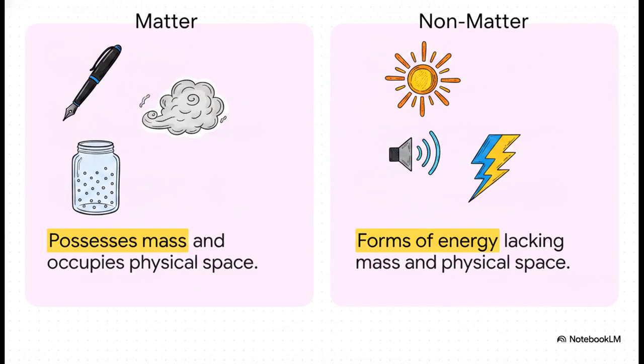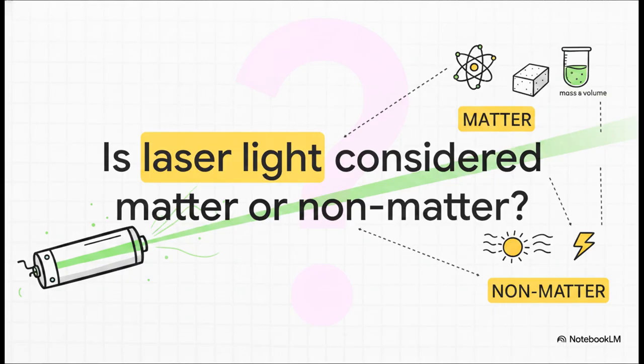Conversely, on the other side, we have non-matter. These are forms of energy or abstract concepts. They do not possess mass, and they definitely do not occupy physical space. Things like heat radiation, sadness, sound, or electricity. Okay, let's test this out with a real-time challenge straight from an advanced physical chemistry lab. Imagine you're standing there, observing this incredibly intense green light being emitted from a helium-neon laser tube. Is this light classified as matter or non-matter?